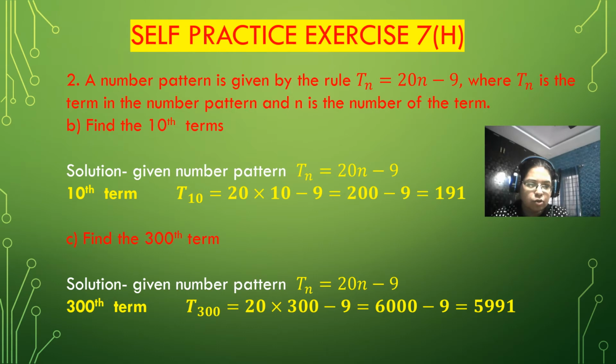Now we'll solve question number 2, second bit. Find the 10th term. We have given the number pattern Tn equal to 20n minus 9. We have to find the 10th term, so we have to put the value of n equal to 10. So T10 will be 20 multiplied with 10 minus 9. 20 multiplied with 10 is 200. 200 minus 9 is 191.